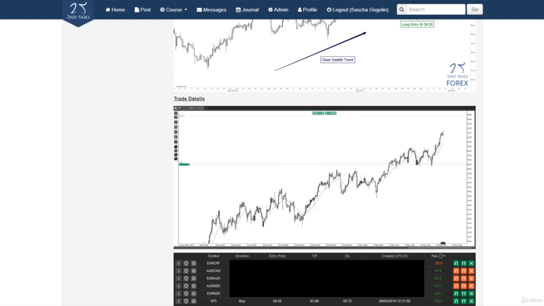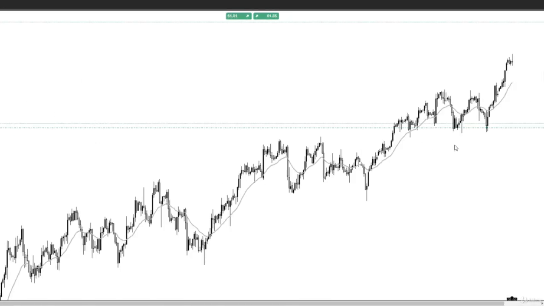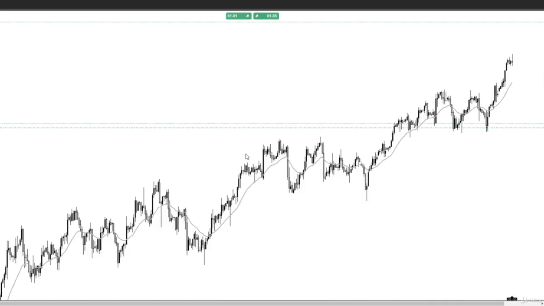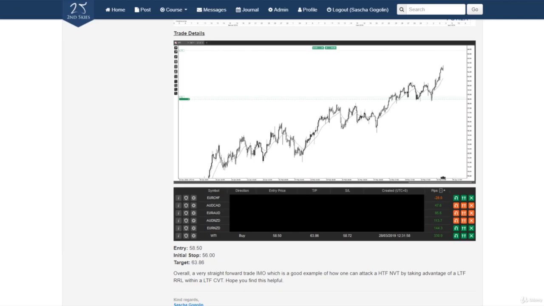I also shared my screenshot of my trading platform where you can see my entry right here. And I also shared the data window of my trading platform where you actually can see my open positions here. You can see my entry price at 58.50. My target is still at 63.86 and my stop loss was at 58.72. And here I already had moved my stop loss to break even, so this was a risk-free trade and is a risk-free trade for me. And now price is getting very close towards my target.